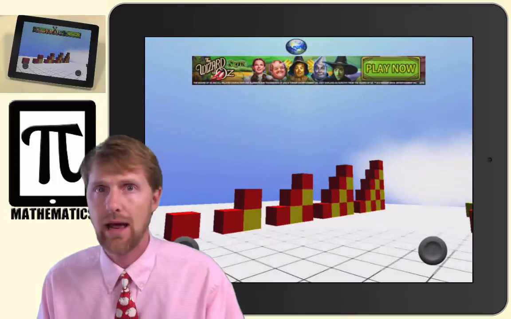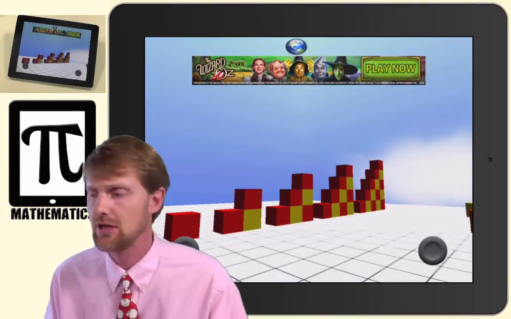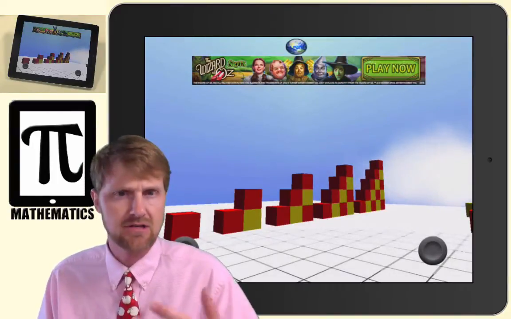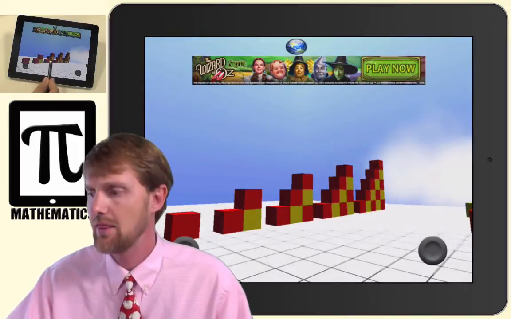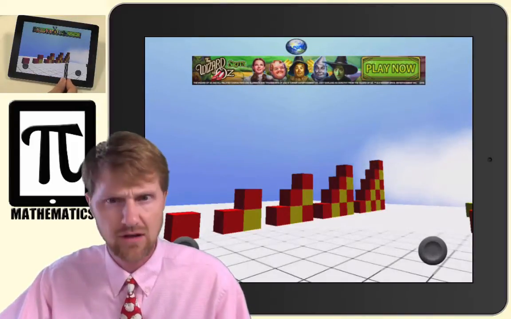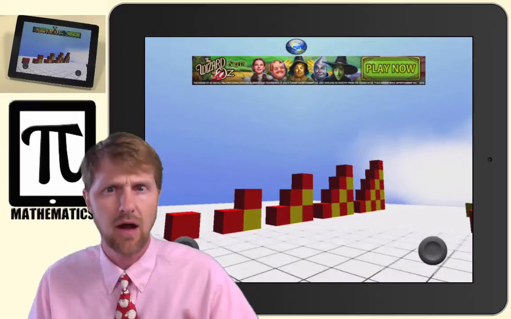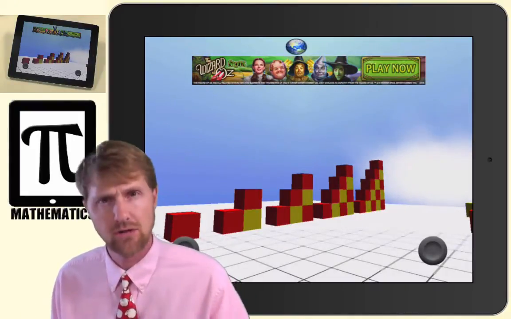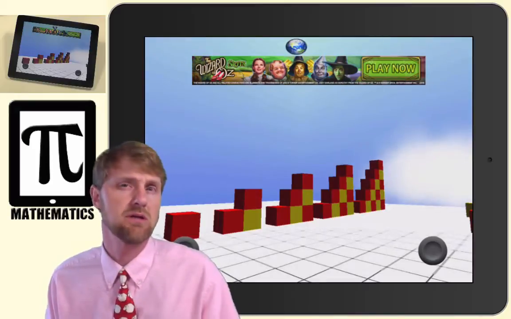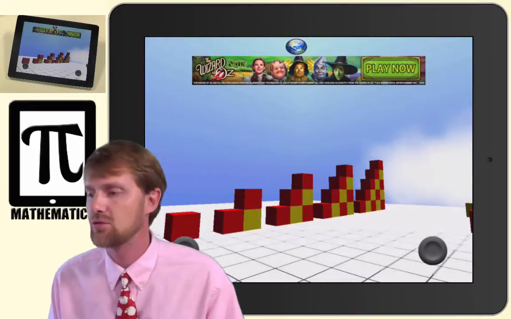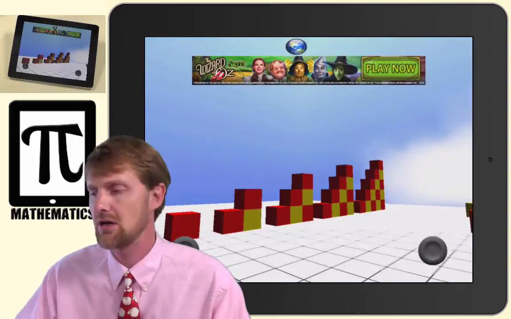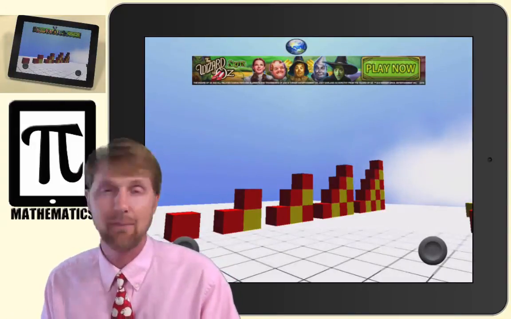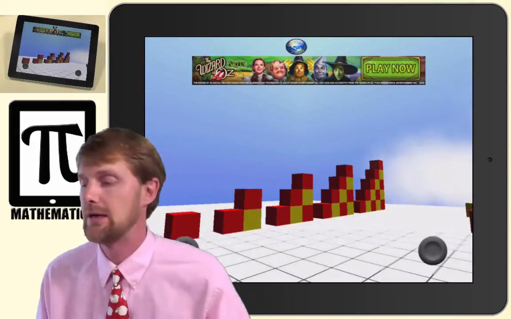Now from this you can ask a number of questions of students. Here are the first, the second, the third, the fourth, and then the fifth iteration of our growing staircase. We can ask, how many blocks would be in the sixth? How many blocks would be in the 10th one if this continued? How many would be in the 20th one?